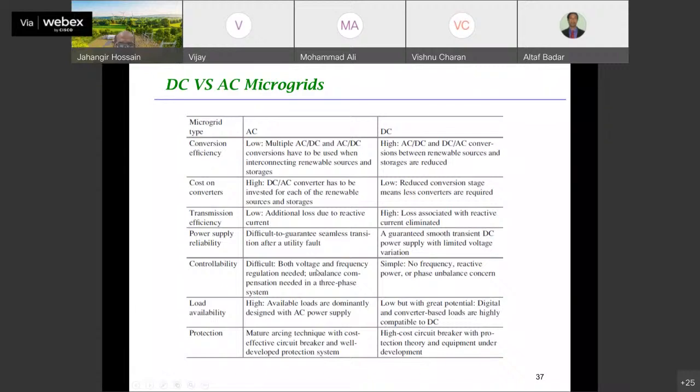Protection: for AC, we have a matured protection system because our original system is AC. But for DC, it's relatively complex, and a number of research efforts are going on to develop reliable protection for DC microgrids.